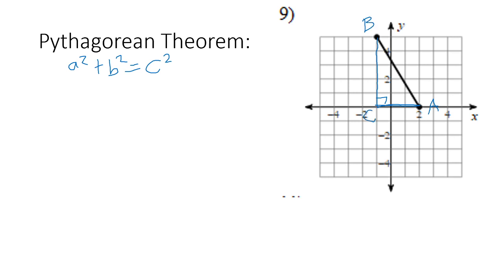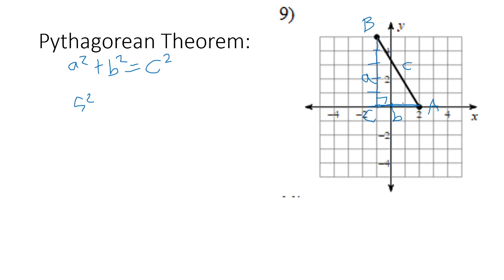Boom. We got ABC, which makes this side A, this side B, and this side C. And we can go from there. So what we're going to do is count and find out what our A is. 1, 2, 3, 4, 5. A equals 5.